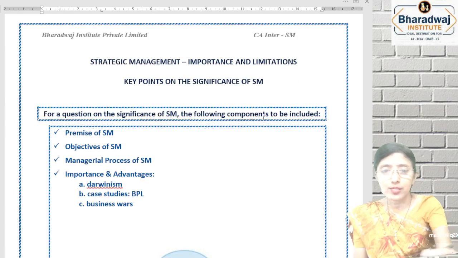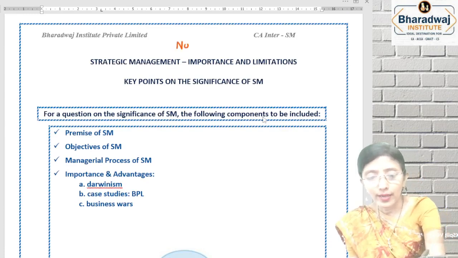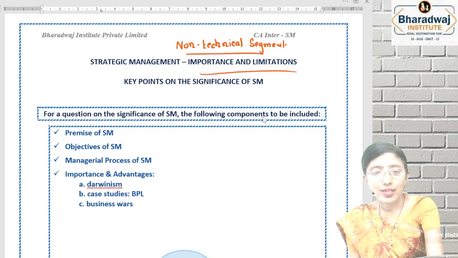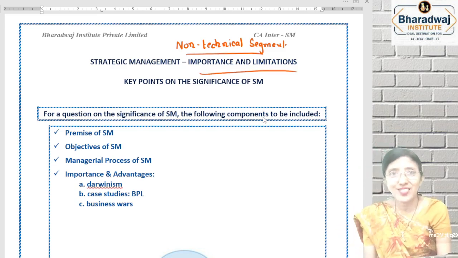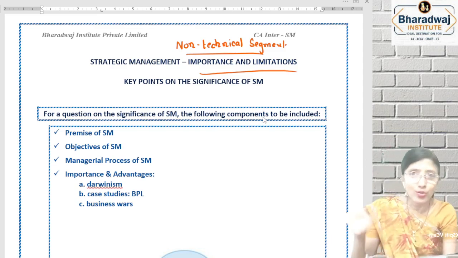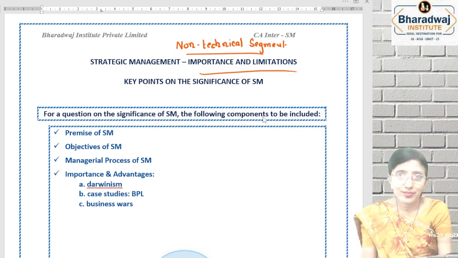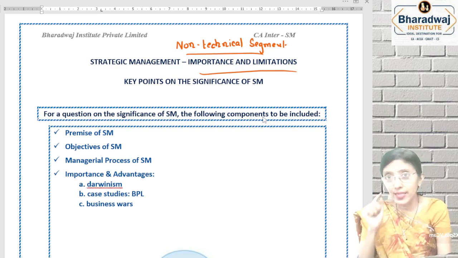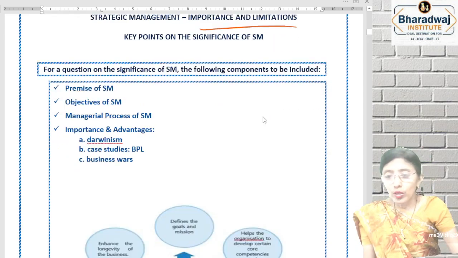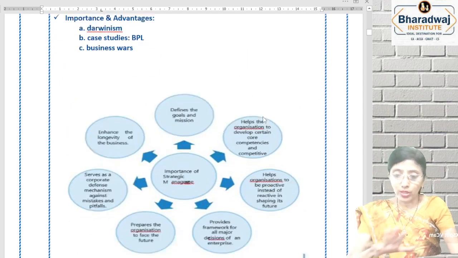Now coming to this totally non-technical segment, and we have made it technical. What is this non-technical segment, my dear students? Importance and limitations. You will be inclined to write something on your own, which the examiner will not give any marks for. Be careful. It is an essay type, and students are losing marks because they write what they know. So look at how we have made it.